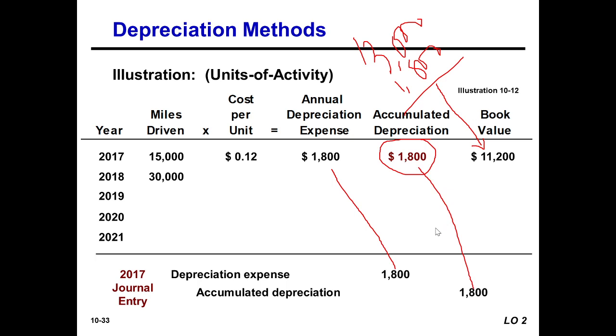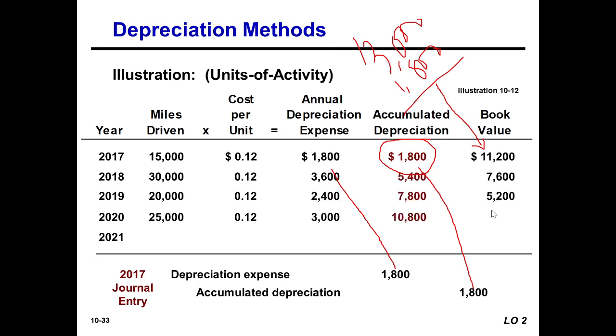Okay. Second, miles driven 30,000, cost per unit $0.12, and annual depreciation expense. After multiplying this figure and this figure, we get this figure. Okay? And for accumulated depreciation, just addition, and just like this we will get all figures. And accumulated depreciation, just this figure, and then adding this figure, we will get this figure.